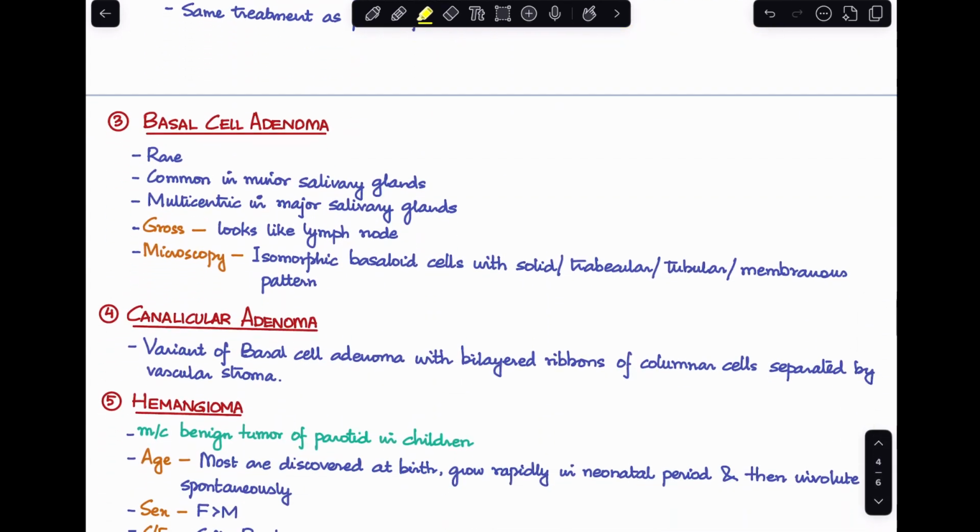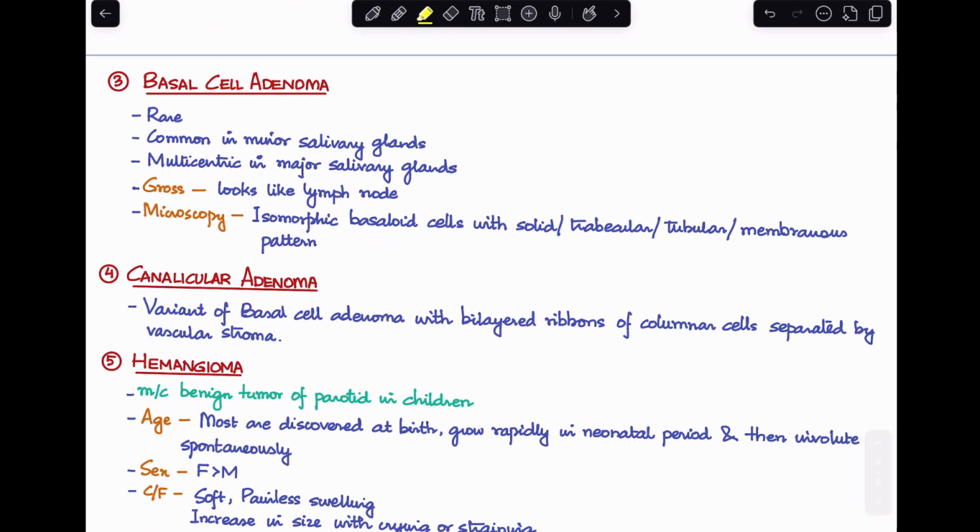Next tumor is basal cell adenoma. Again, this is a very rare epithelial tumor. This is common more in the minor salivary glands. But if the major salivary glands are involved, in that case, they will be multicentric. On gross examination, they will look like lymph node. And on microscopic examination, we will see isomorphic basaloid cells with solid or trabecular or tubular or even membranous pattern. That's about basal cell adenoma.